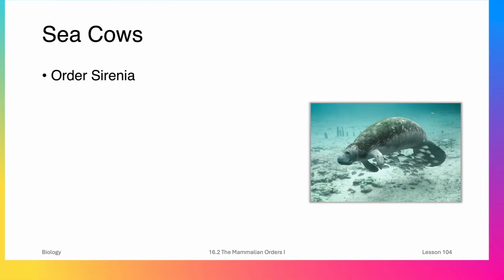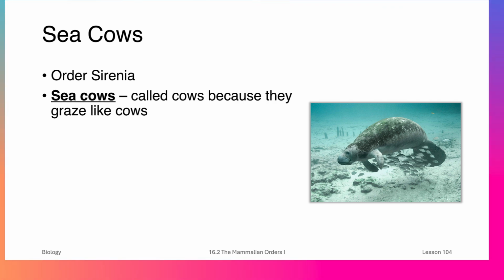The next order is the order Sirenia. The Sirenia is the sea cow. The sea cow is called a cow because it grazes in the oceans much like a regular cow that we're used to. And the sea cow, as you can see, looks like a big walrus or otter that swims underwater. They are huge animals. They're very graceful in the water. When they come out of the water onto the beach, they lose a lot of their grace.